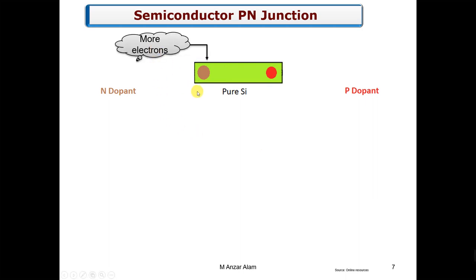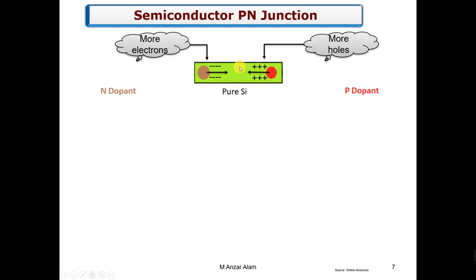So this side has more free electrons, and at this area we have more free holes. And this free electron will try to move towards the hole side, the positive charge side. So the electrons, the negative charge, will move this way, and the positive charge will move in the opposite direction. Both will meet at the center, in this figure at least, at the center of this pure semiconductor material.